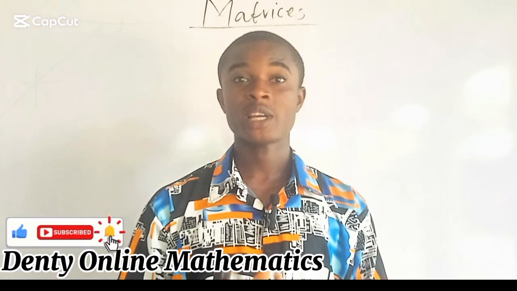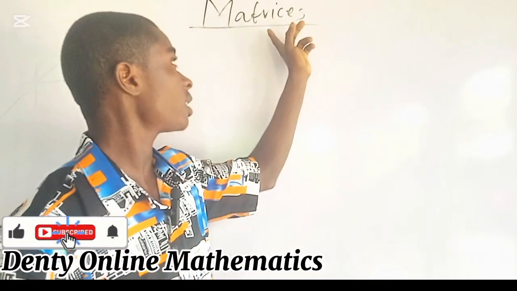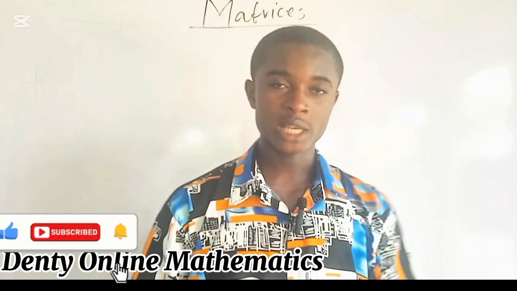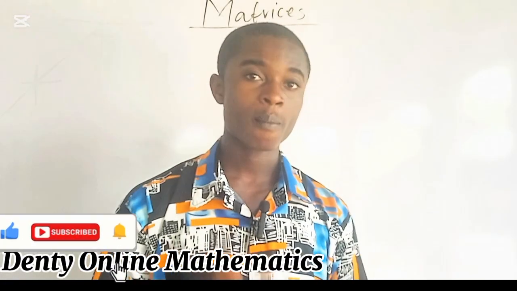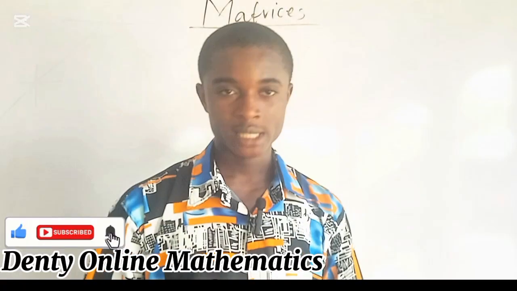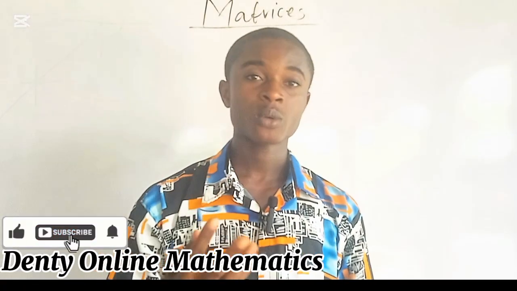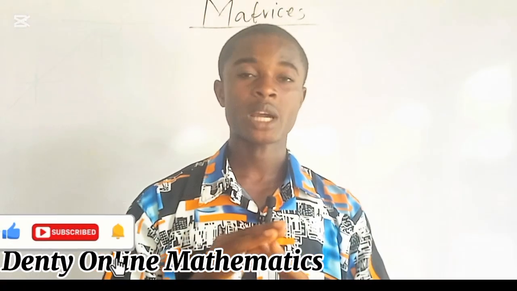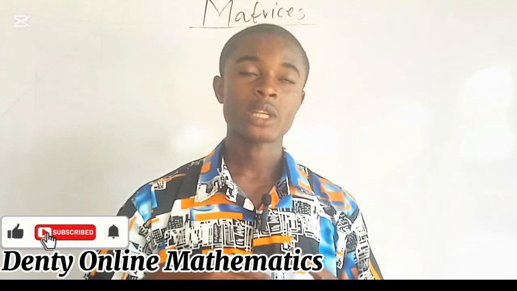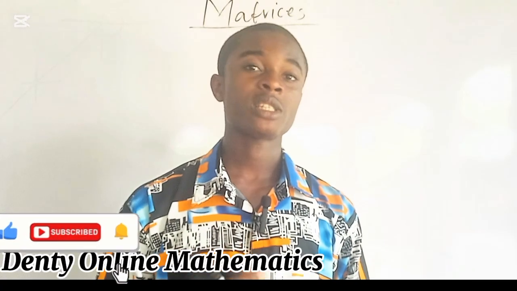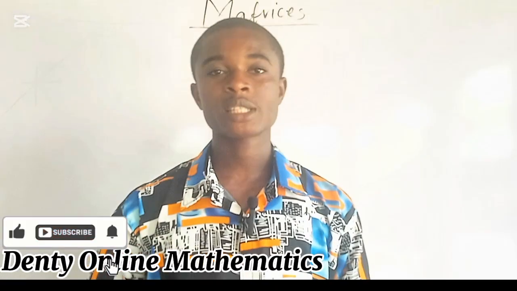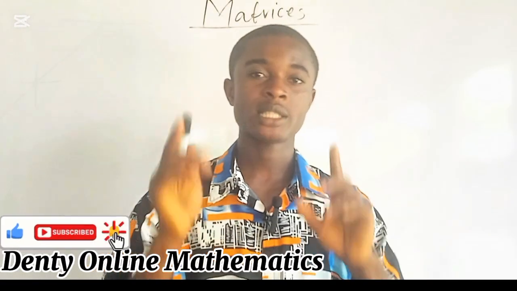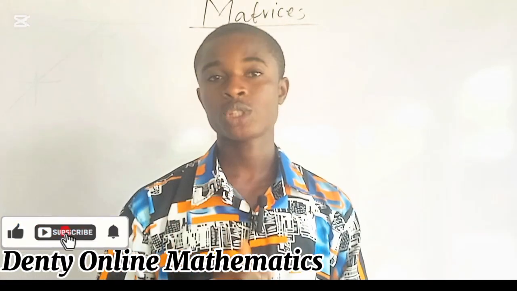Now let's look at what we have here on the board. We are talking about matrices today. Now matrix is a way of arranging numbers or alphabets in a rectangular array of rows and columns. Or in other words, we can say matrix is a way of arranging numbers or a way of arranging alphabets in rows and columns. Now this is what you need to know.